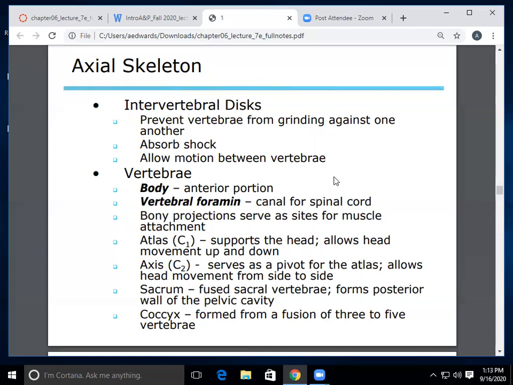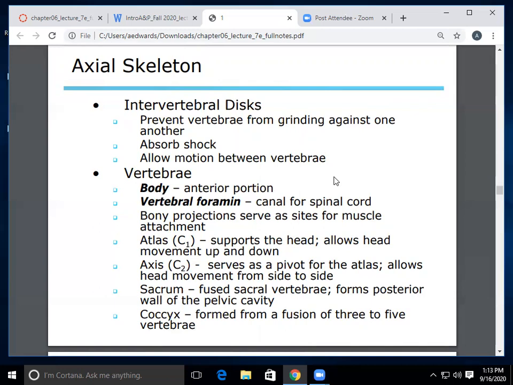Okay. So what do the vertebrae do? Well, let's actually, before we do that, let's talk about different parts. So the portion toward the front of the body or anterior portion is called a body. And they all should have a foramen, a vertebral foramen, so the spinal cord can go through it. And they all have bony projections, so muscles can attach.